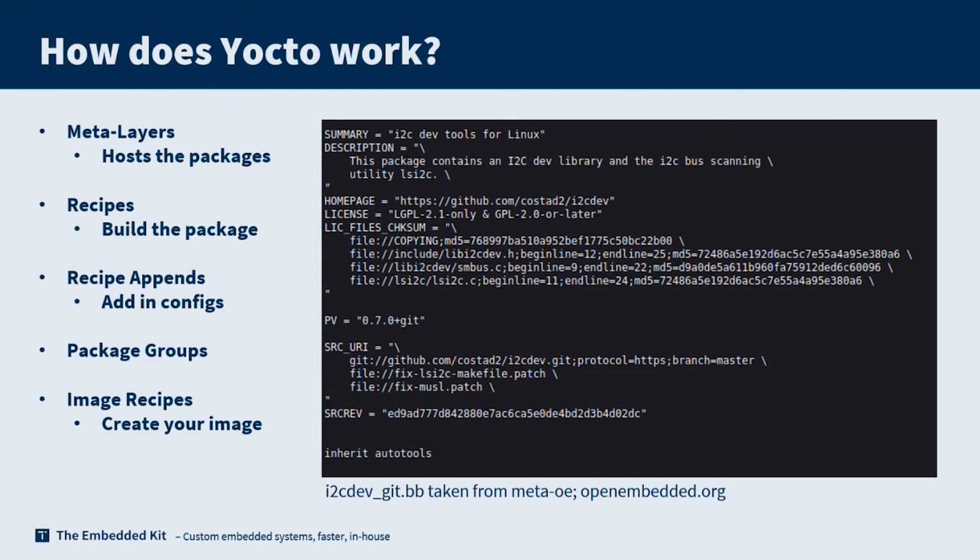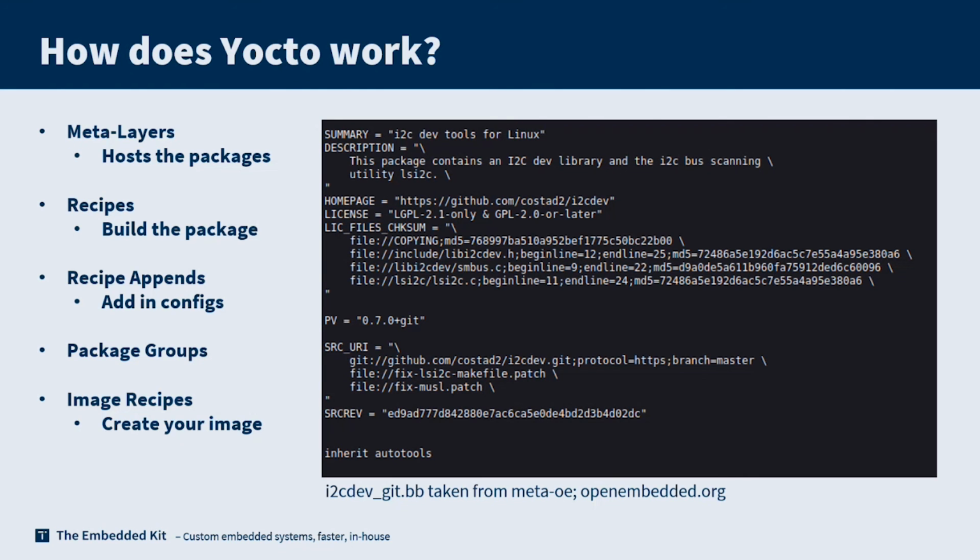And inside of those meta layers, you have recipes. These are the instructions that build the packages. So if you look over here on the right, we have the I2C dev tools for Linux, and this was taken from Meta OpenEmbedded from openembedded.org. And this is an example of a recipe that takes code from both GitHub and local patches to create the I2C dev library on your system for your embedded Linux project. And it will install it with all the necessary configs and licenses inside of your system.